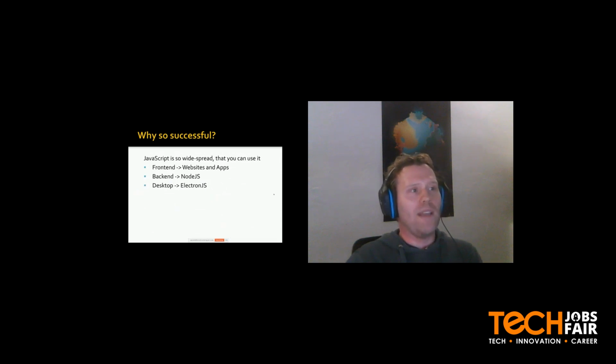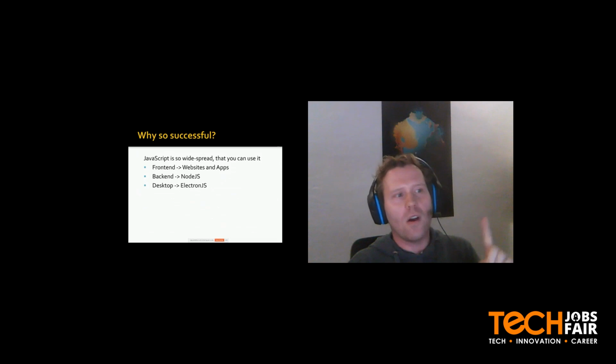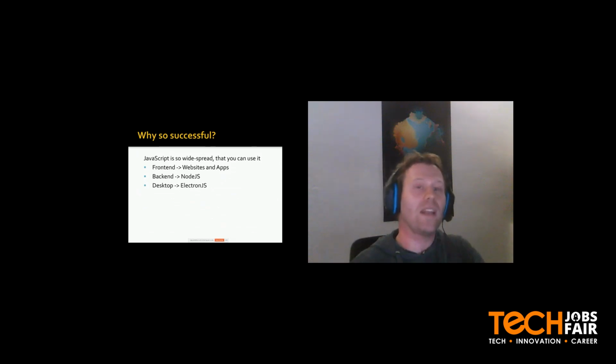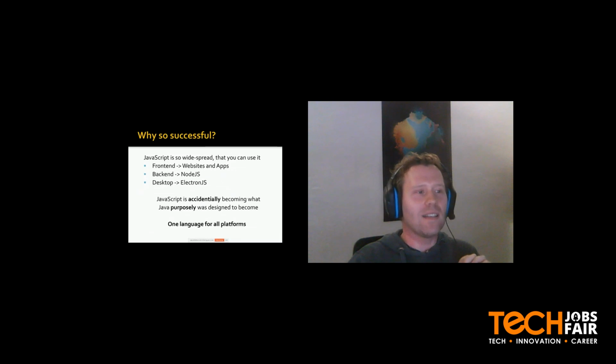So basically, JavaScript is so widespread that you can use it everywhere, on the front end, on the back end, and even on the desktop now. You can build desktop apps with Electron.js, for example. And now we have to face the reality here. The reality is simply that JavaScript is accidentally becoming what Java purposely was designed to become. One language for all platforms.